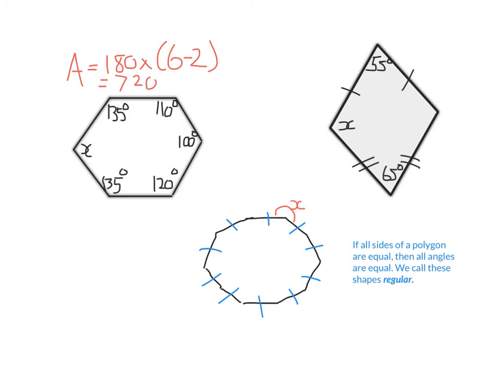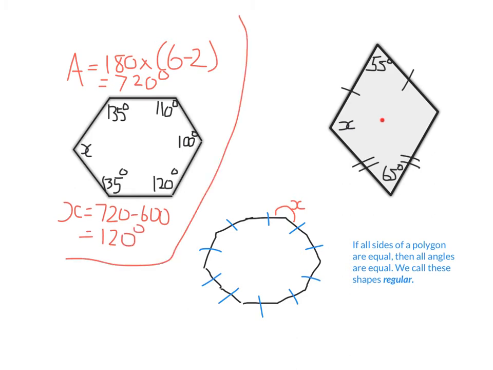What I've just found is that the angle sum of any hexagon, that is any polygon with 6 sides, its internal angles will add to 720. Now if I add all of these angles up, I get 600 degrees. So x is just going to be 720 minus 600, leaving me 120 degrees.